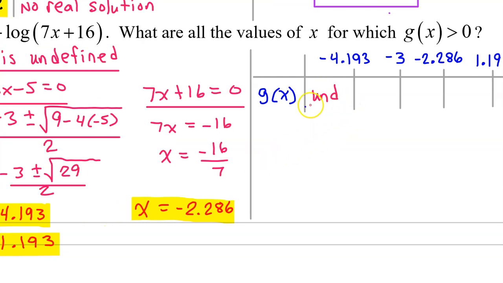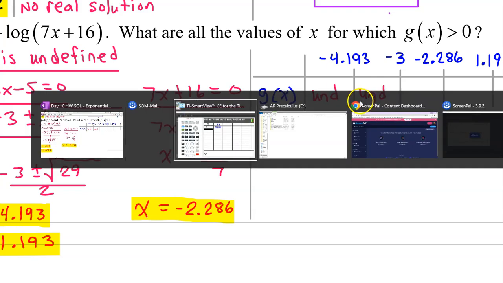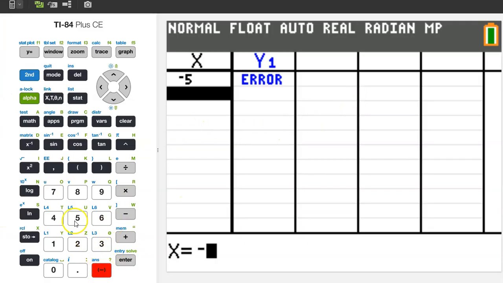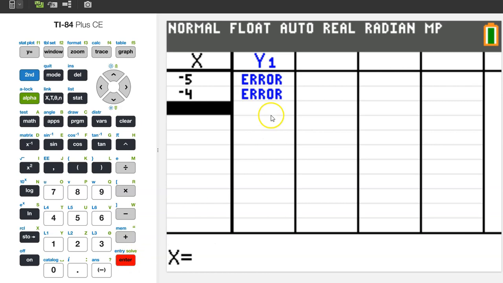Actually, even before we go to the calculator, can you tell that g of x will be undefined at -4 as well? If we plug in -4 right here, that's -28. -28 plus 16 is a negative number. So g of x will be undefined. But just for fun, let's plug -4 into the calculator and see that error message.